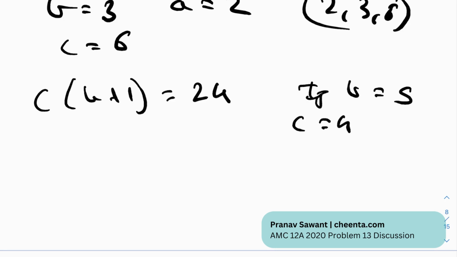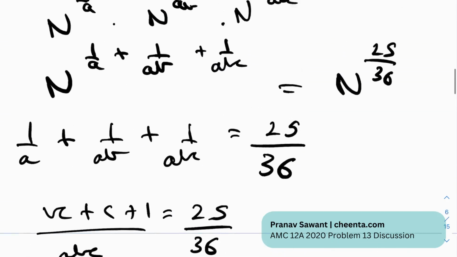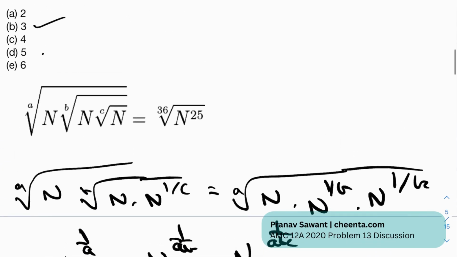But then abc has to be 36, so 20 times a has to be 36. That means a is equal to 36 by 20, which is not an integer. Therefore, we need to reject this. Similarly, you can see for the other options as well. None of these options satisfy other than the second option.